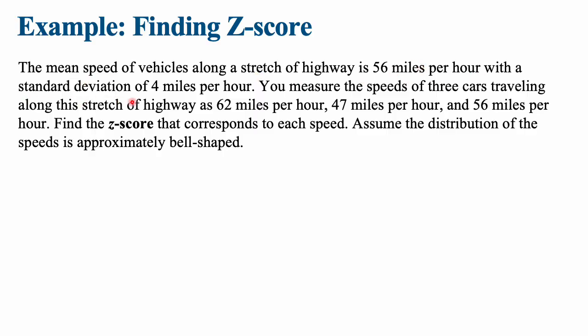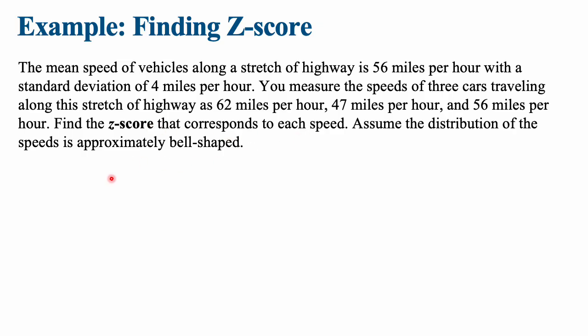with a standard deviation of 4 miles per hour. You measure the speeds of 3 cars traveling along this stretch of highway as 62 miles per hour, 47 miles per hour, and 56 miles per hour. Find the z-score that corresponds to each speed.